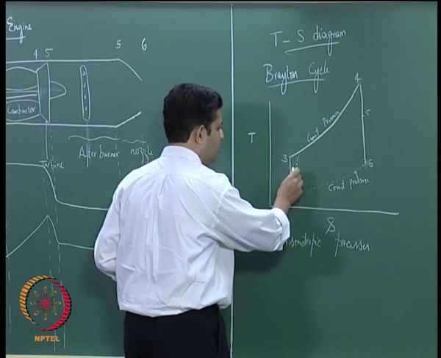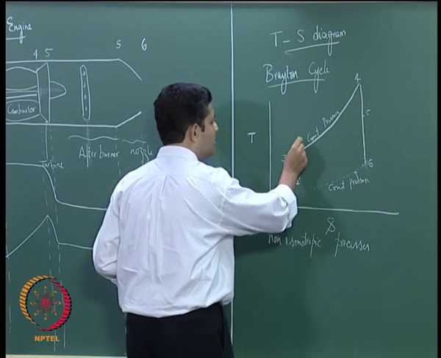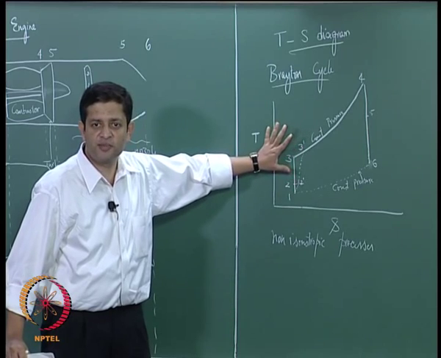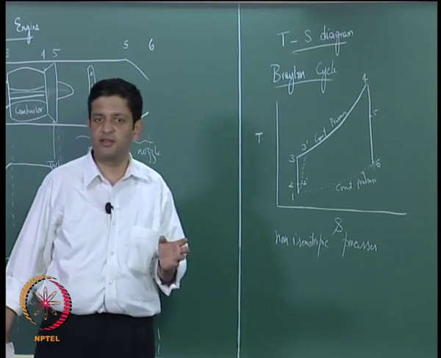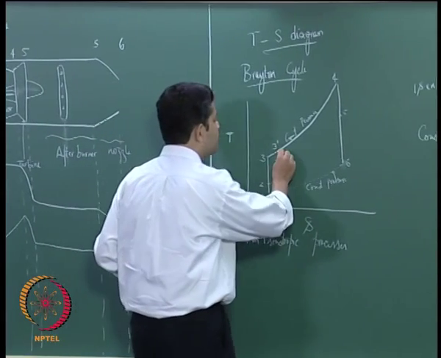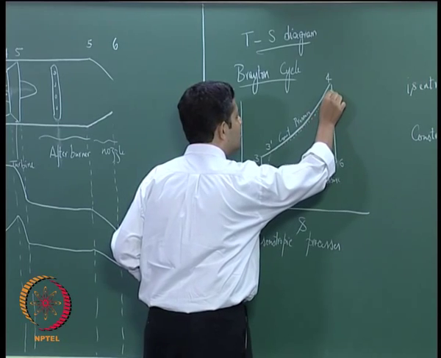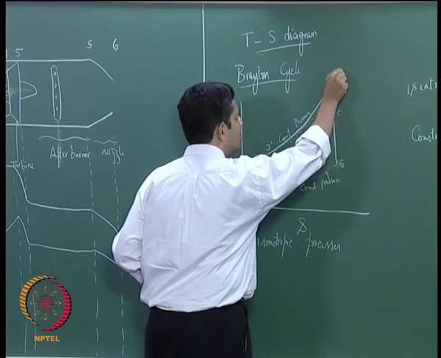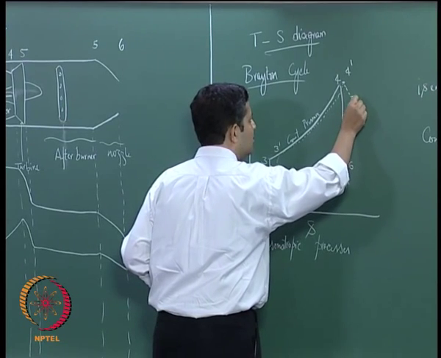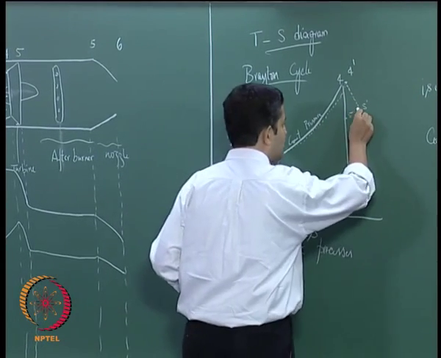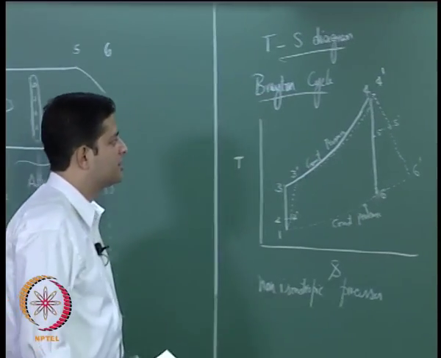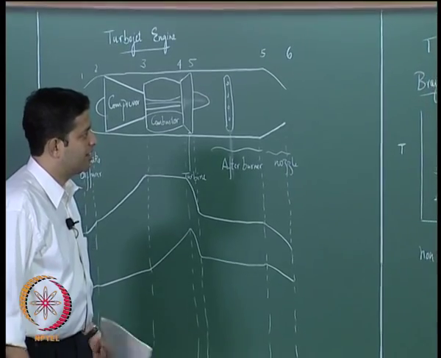So you will have entropy increasing always, so you will have 1 to 2 and then 2 to 3, let me call this new point as 2 dash, this new point as 3 dash. What happens in the combustor? Is the process a constant pressure process? If you are adding heat in the combustor, there is something known as a Rayleigh process wherein the pressure drops, okay. So you will get something like this, 4 dash, and then expansion is again non-isentropic.